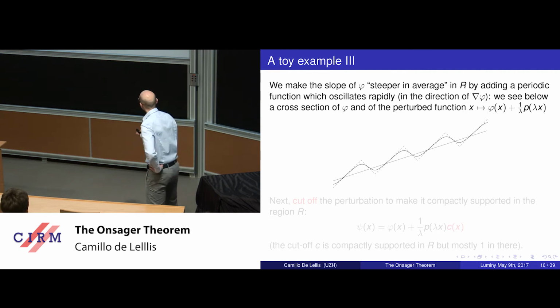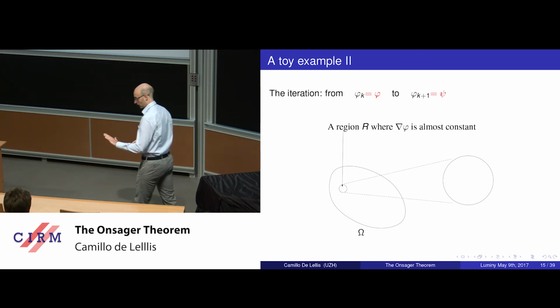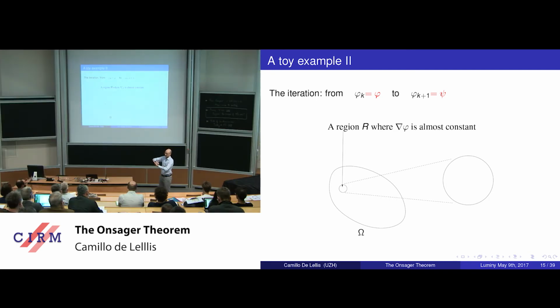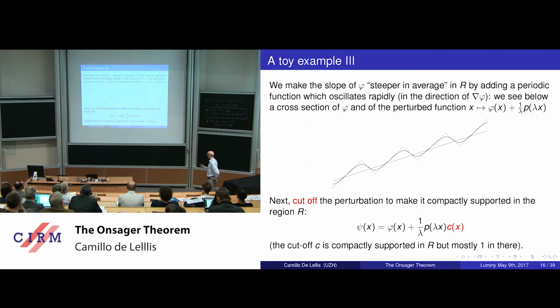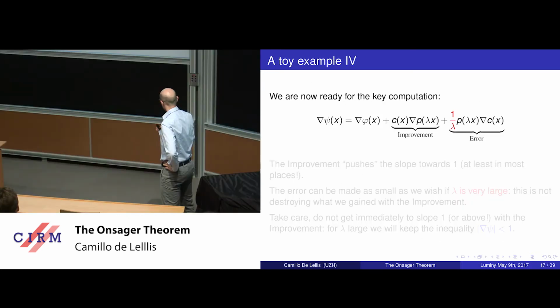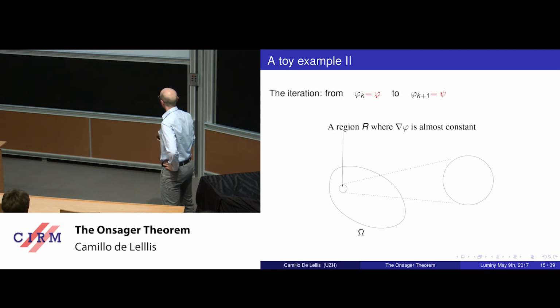Now, one of the problems is that if I am here, my slope is in this way, and then I have to make a wavy perturbation in this way. But if I am on some other region, the slope is totally different, and the wavy perturbation has to be totally different. So I have to make my construction compactly supported, essentially. And what I'm doing, I'm multiplying my perturbation by a cutoff function c, which is compactly supported in my small region.